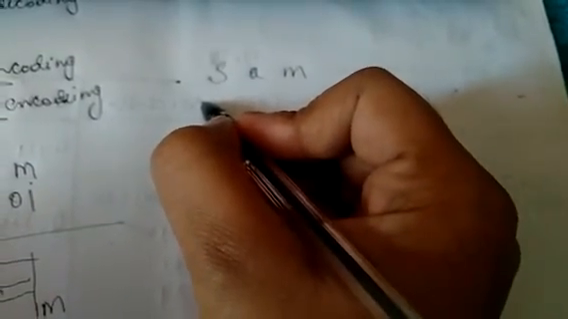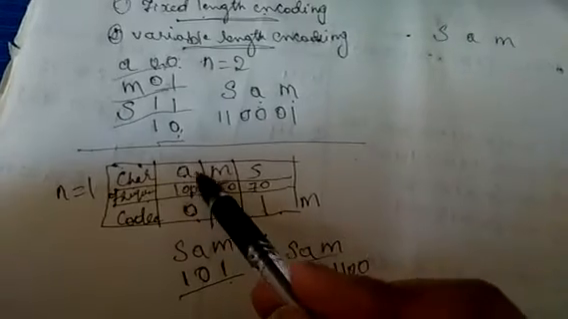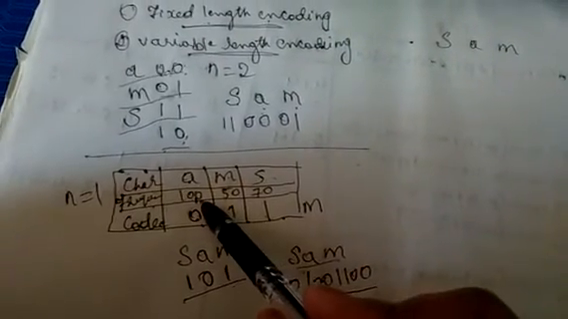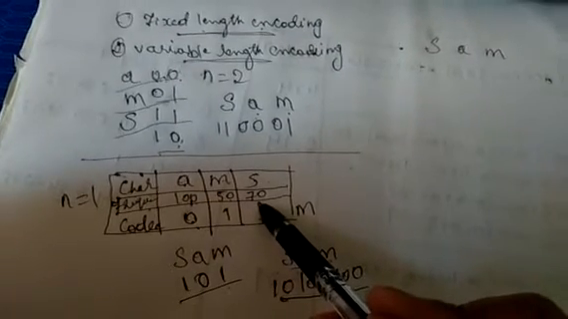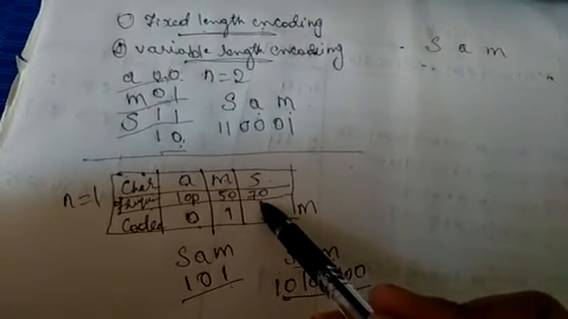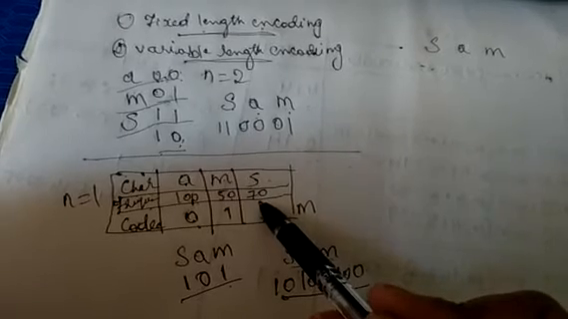For example, I have the alphabet S, A and M. Here we have taken only A, M and S. The frequency of A is 100, M is 50 and S is 70. According to the first step, you have to create n trees, where n is the number of alphabets.